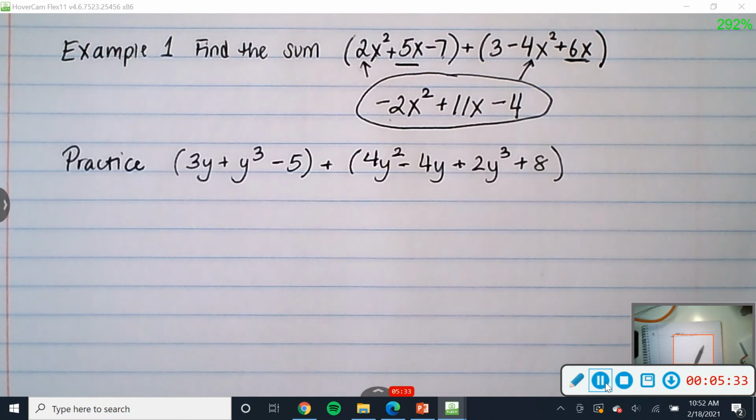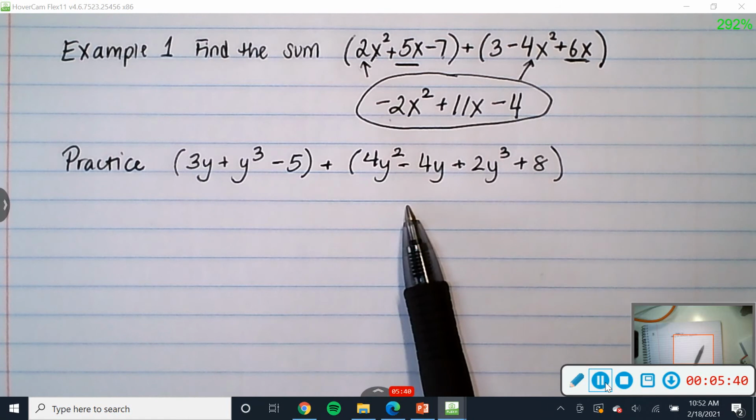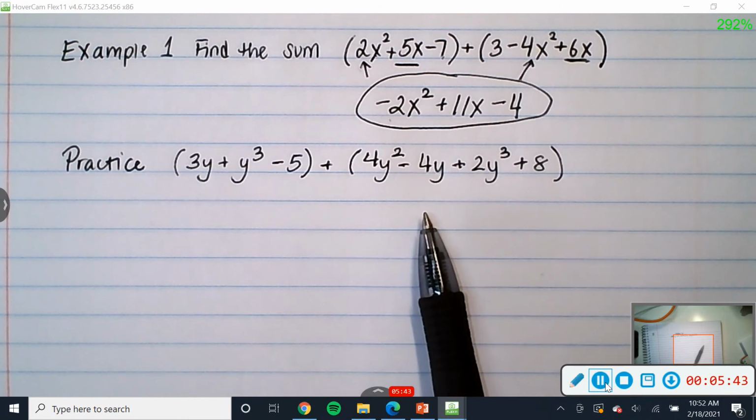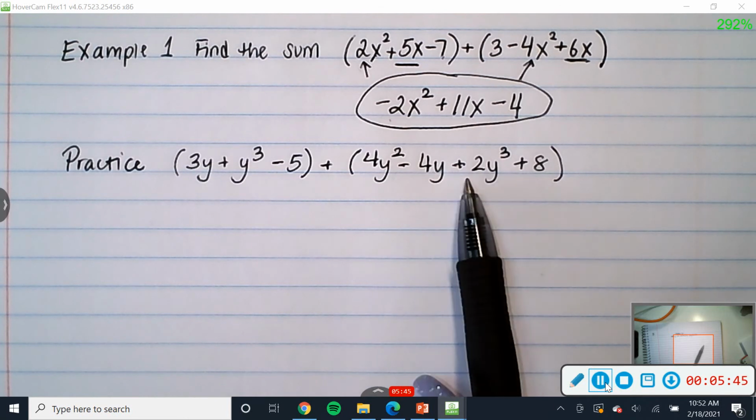Okay, so here's a practice problem for you to try. Pause the video right now and try to add together the like terms on your own. Then you can come back and rewatch the video for the answer.